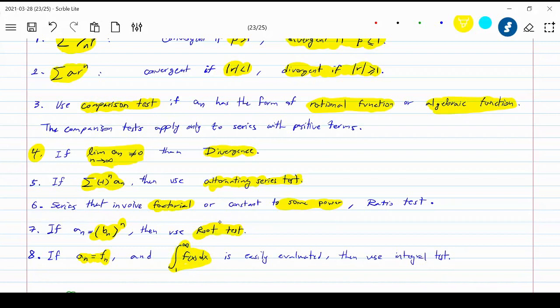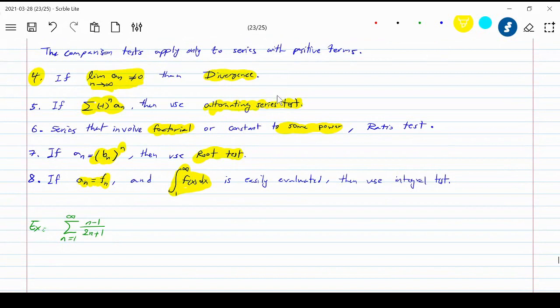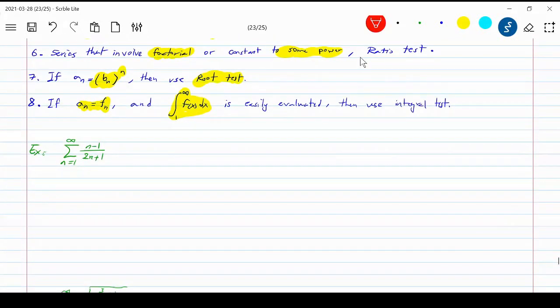Okay, so these are strategies, and again, as I mentioned, there is no ordering. It doesn't mean that you have to check 1, 2, 3, 4. You look at the structure of the sequence and the series and decide based on that which one would be a better choice. Not always will you pick the right choice right away.